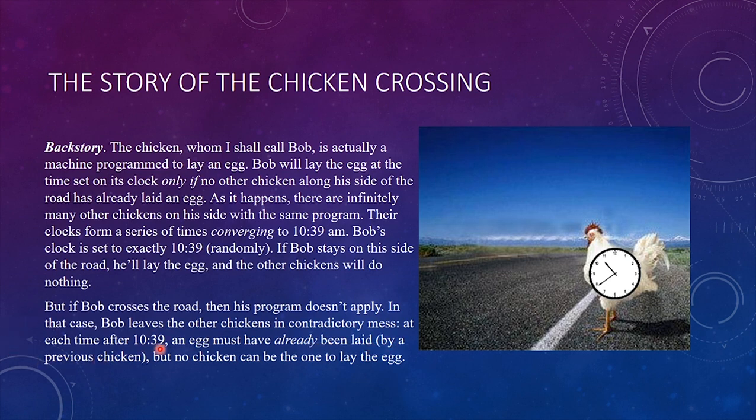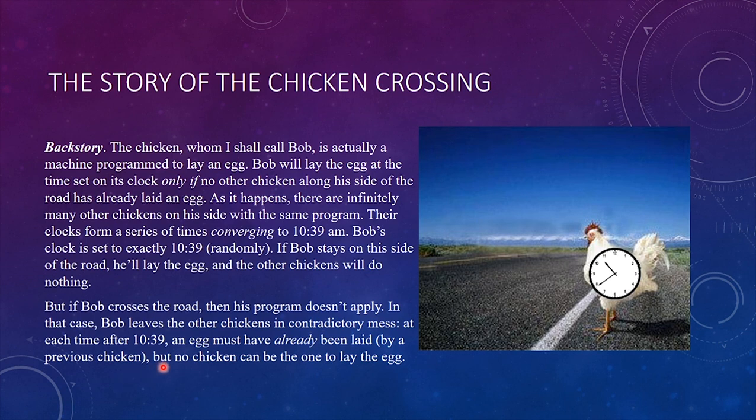Think about this: at every time after 1039, let's say it's 1040, there are infinitely many chickens that have clocks set to times that are before 1040. There's 1039.5, there's 1039.25, there's 1039.125, and so on. So no chicken can lay an egg, because at every time, there was already a time when a chicken should have already laid an egg by its program.